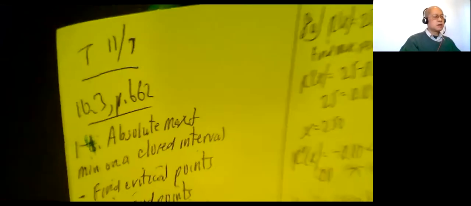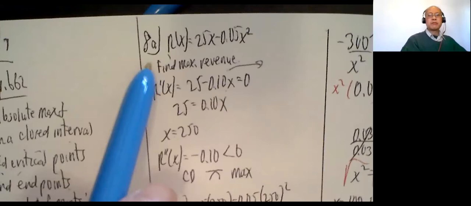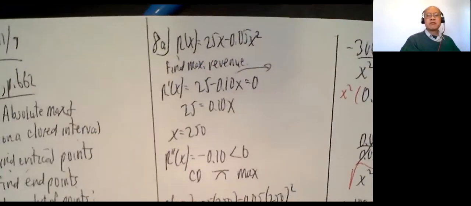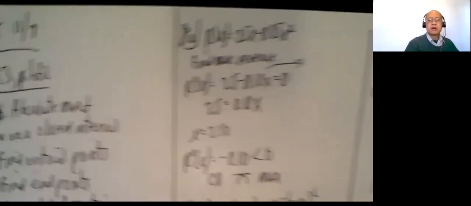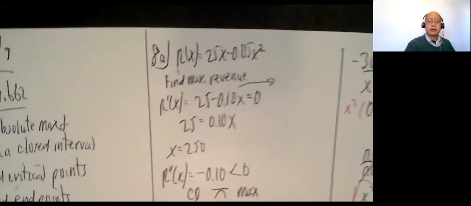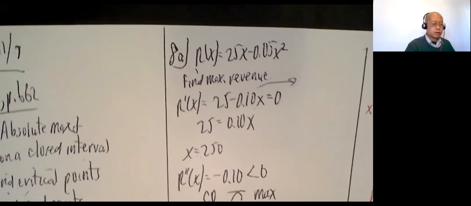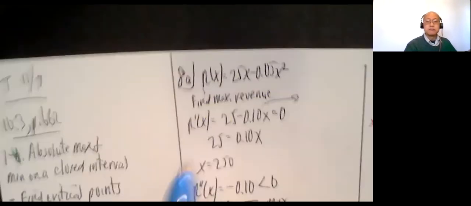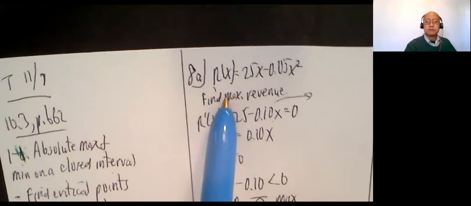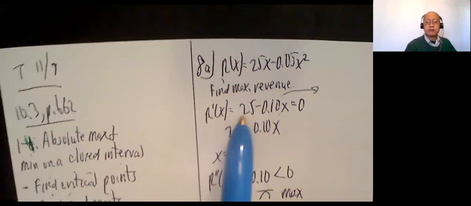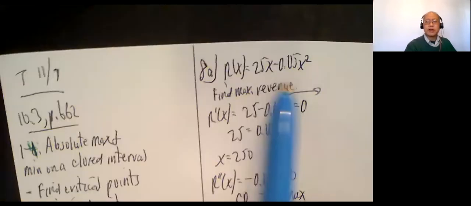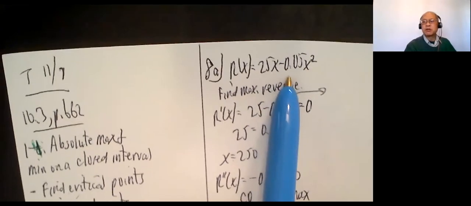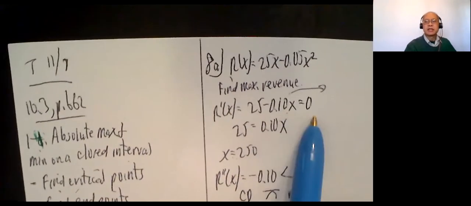So let's see. My problem 8, the revenue function is 25x minus 0.05x squared. So that's a formula for the revenue for this company, finding maximum revenue. All right, so I'll take the derivative. First derivative: 25x, derivative is 25. Derivative of -0.05x squared: 2 times -0.05 is -0.10x. Set it equal to 0.